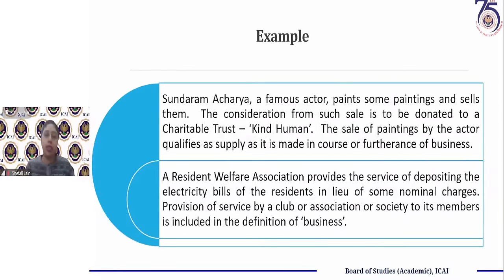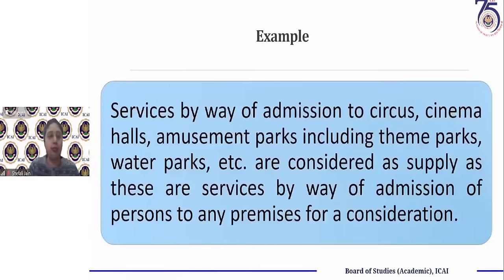Then Sundaram Acharya, he is a painter and he painted some paintings. Now he sold those paintings in an exhibition or somewhere, and the consideration he has used for charitable purposes. So whatever he uses the consideration for, that does not matter. What matters is that he is selling the paintings, and that is in course of furtherance of business. If an RWA is providing some services to its residents, then that will also be included in course of furtherance of business only.